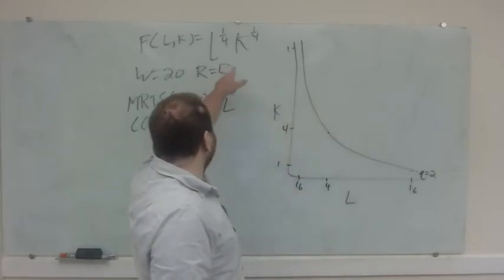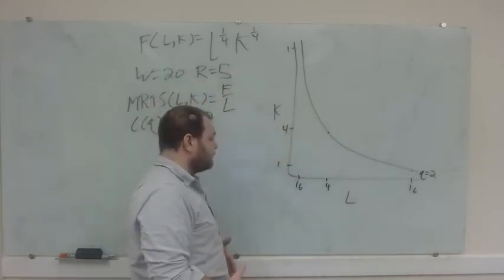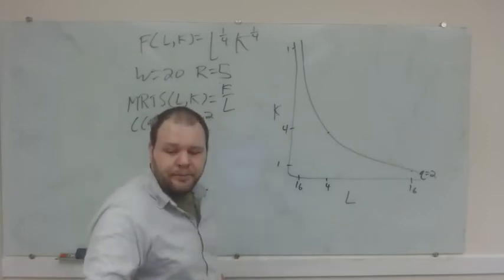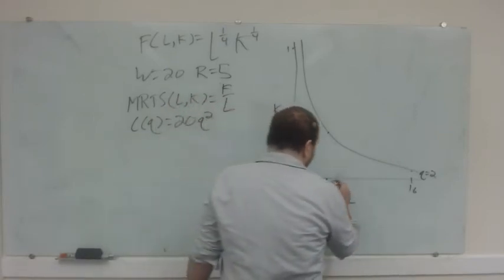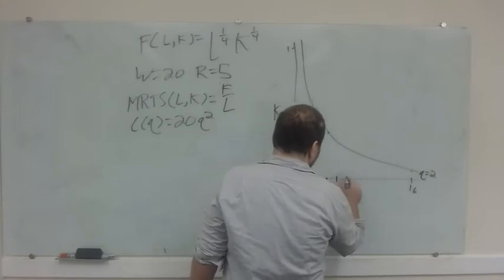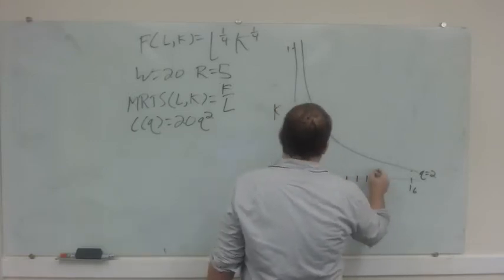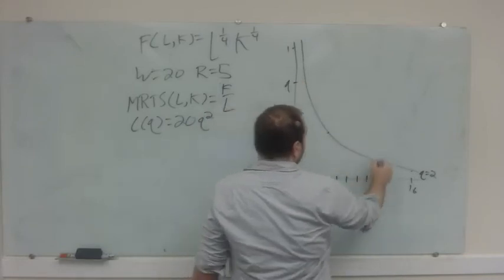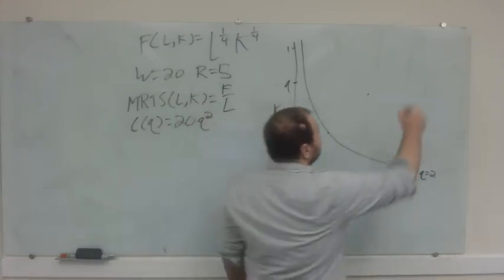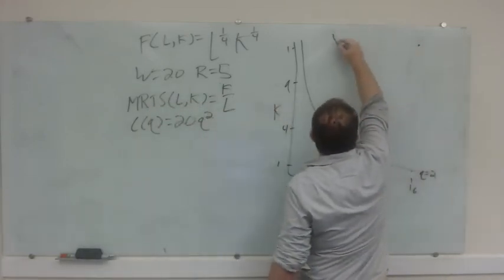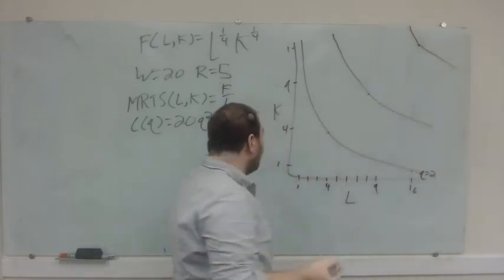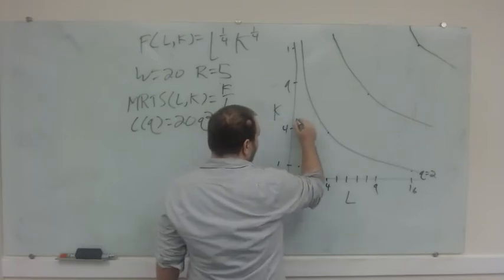So I would need L times K to equal 3 to the 4th, and 3 to the 4th is going to be 81. So if I needed 4 and 4 before, now I would need 9 and 9. If I wanted an output of 4, I would need 16 and 16. Whereas if I only wanted an output of 1, I would just need 1 and 1.